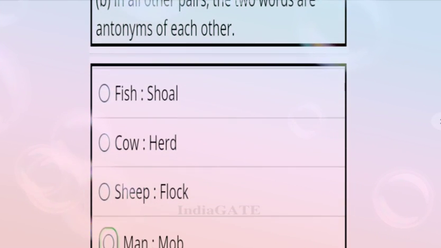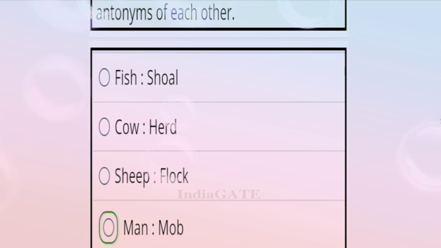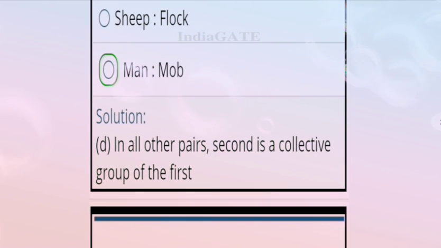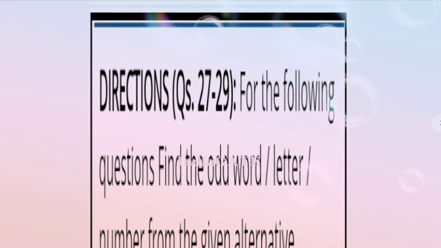Now next question: fish is related to shoal, cow is herd, sheep is flock, and man to move. Here the correct and different relation is option D, that is man and move, and the reason for this is that the second is the collective group of the first. Okay, next question, and the direction is given here for 27 to 29.